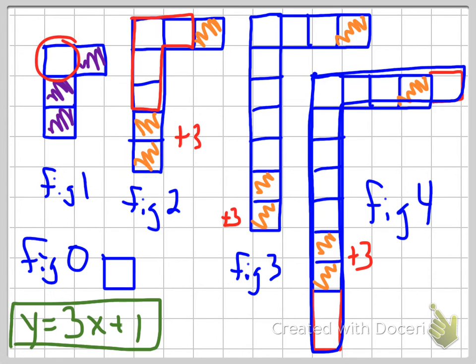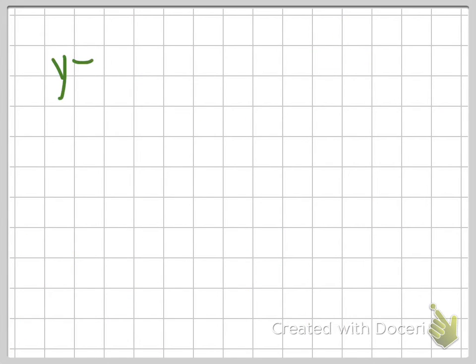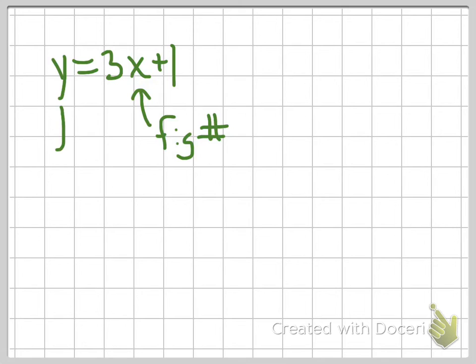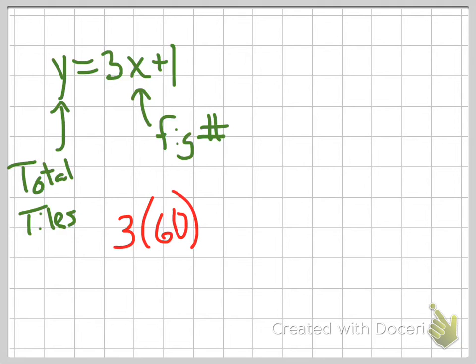If I wanted to figure out the number of tiles in figure 60, I would use y equals 3x plus 1. The x represents the figure number, and the y value is the number of tiles. So figure 60 would have 3 times 60 plus 1, which would be 180 plus 1, which would be 181.